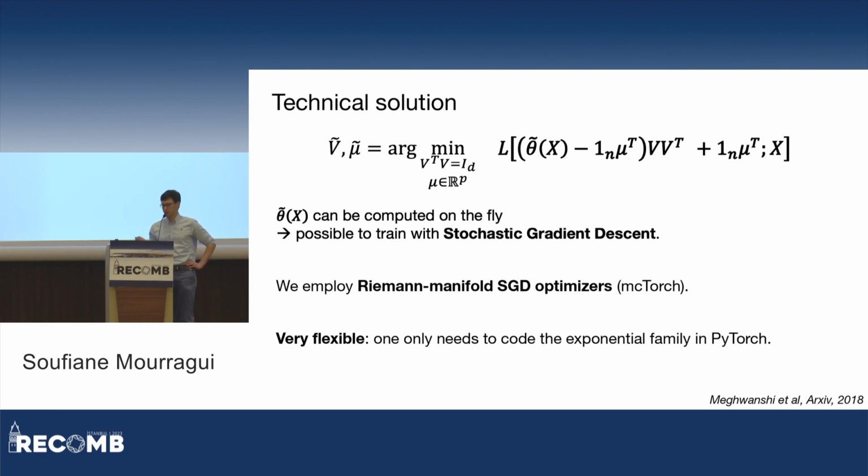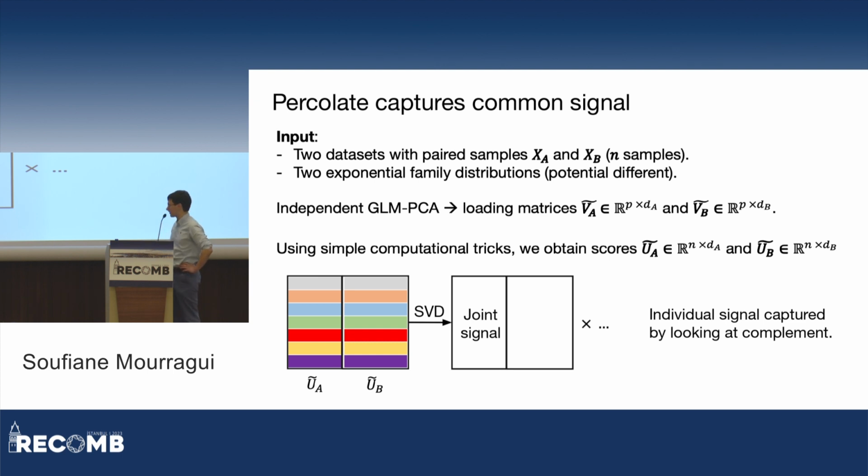Using computational tricks, I invite you to look at the manuscript if you want to know more. We compute the score, so what is the projection of the samples on these loading matrices. And then, exactly like in JIVE, to compute the joint model, we stack these 2 matrices, UA and UB, because they correspond to the projection of the samples on these embeddings. We perform an SVD, and the left singular vectors, so the top vectors, are considered as joint signal. And the individual signal is the complement of this joint signal. Of course, the number of joint signals is a parameter to define, and we define it with permutation testing.